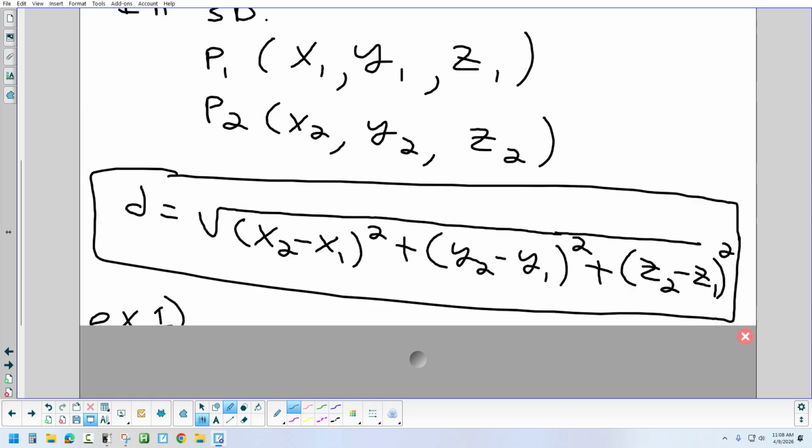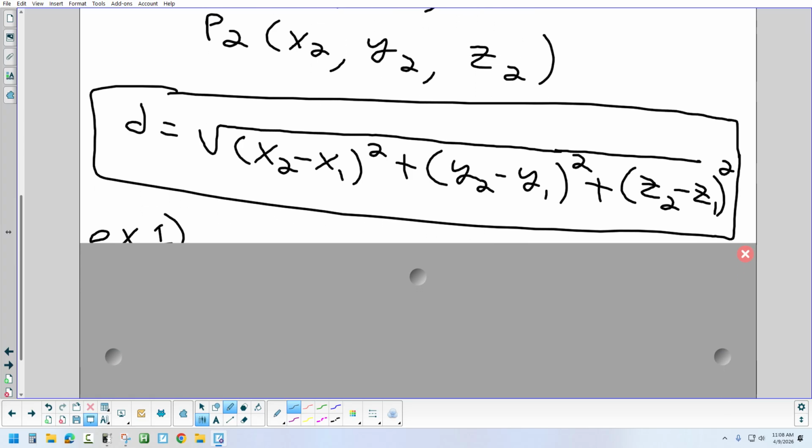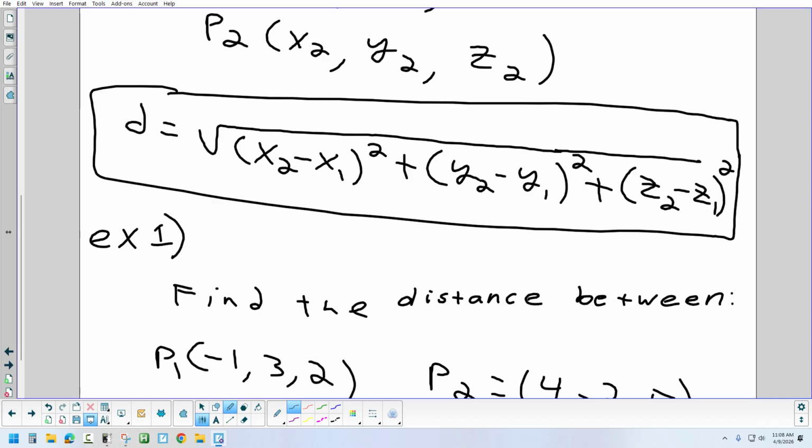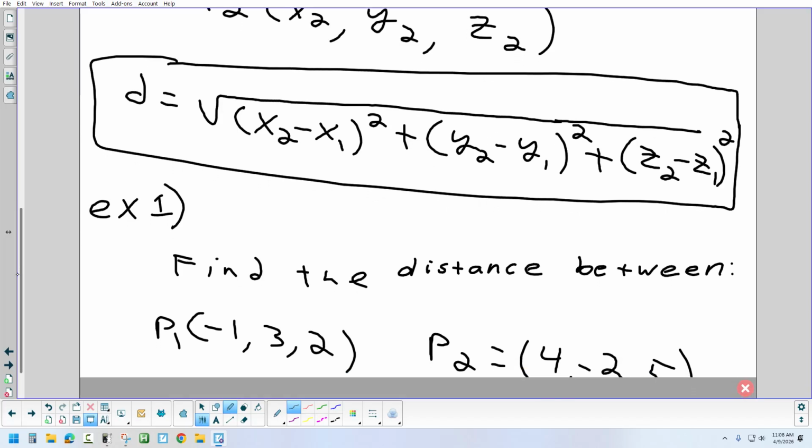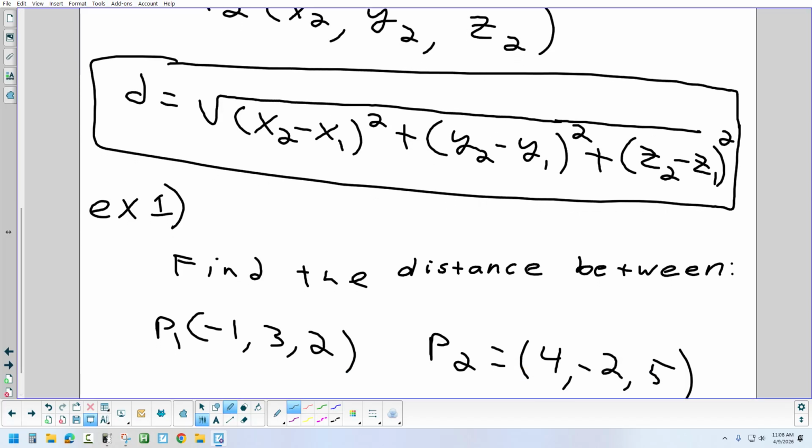Okay, so let's try an example of that. So the 2 points we have are (-1, 3, 2) and (4, -2, 5).